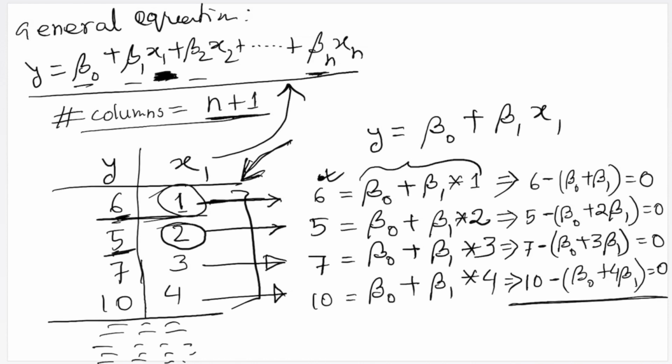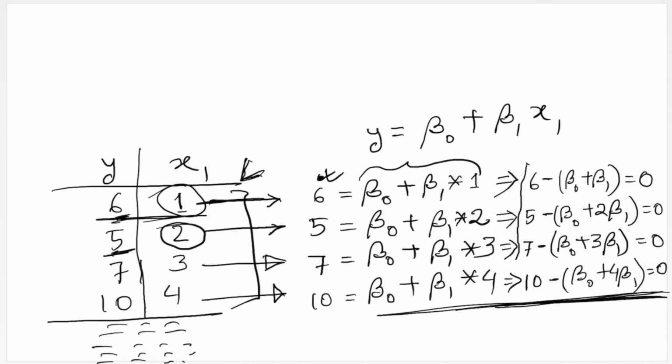Using these 4 equations, we have to come up with the best values for 2 coefficients, beta naught and beta 1. So in this case, our unknowns are beta naught and beta 1. Again, if our dataset had 1 million rows, from those 1 million equations, we had to come up with 2 unknowns, beta naught and beta 1.